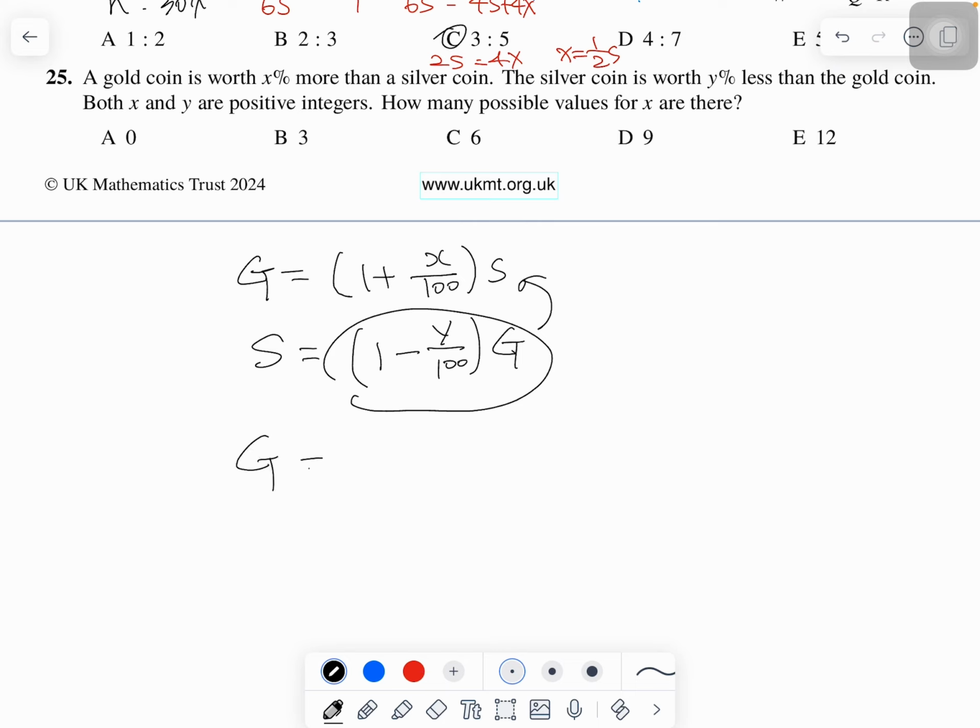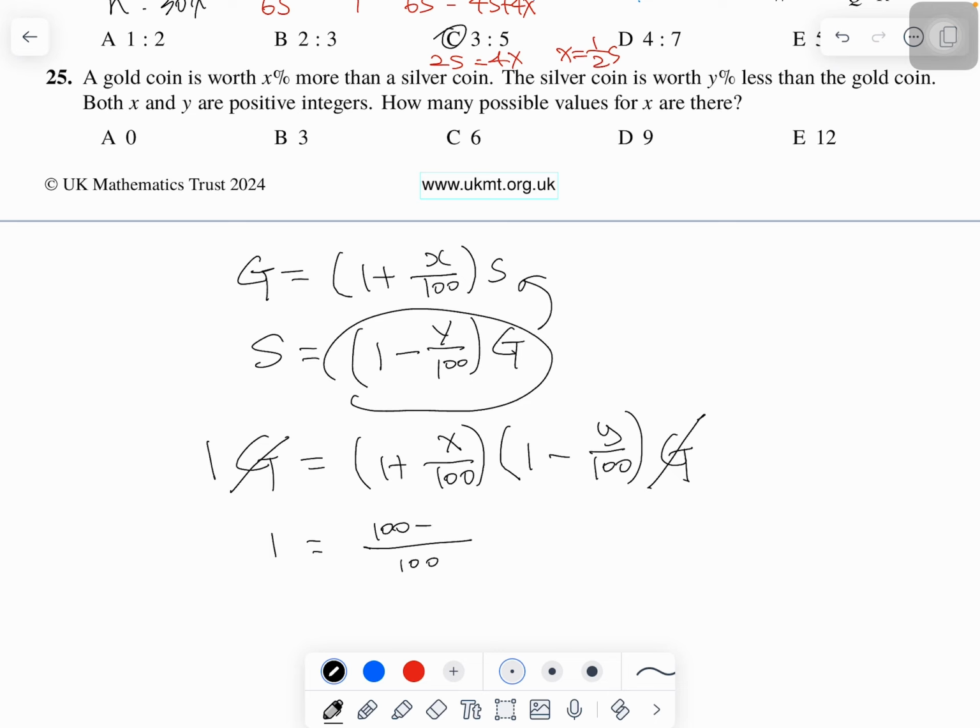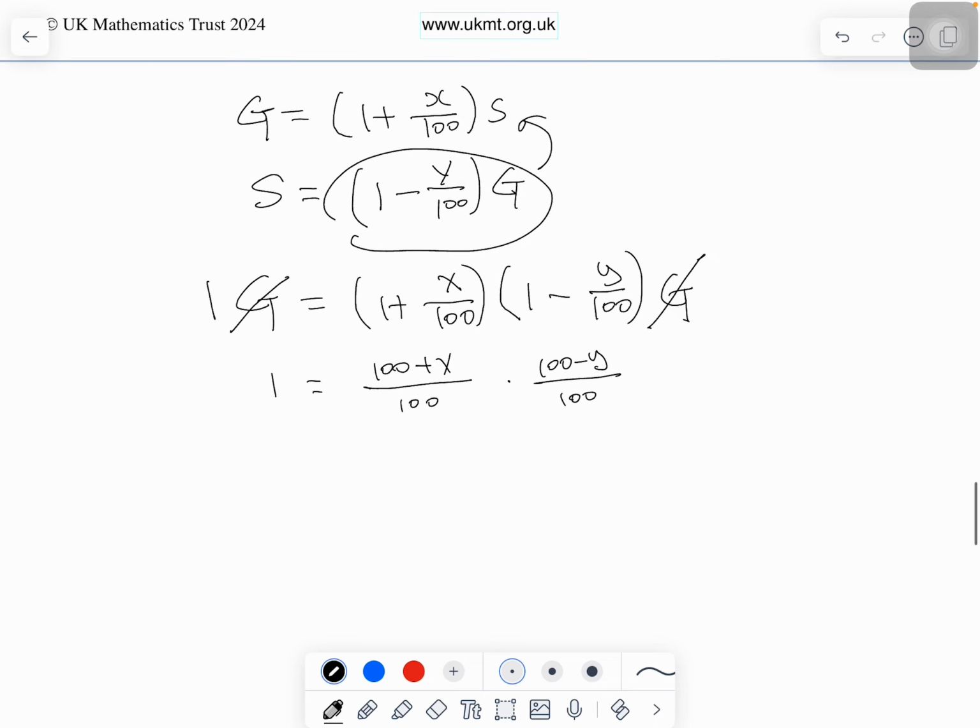So gold coin is (1 plus X/100) times (1 minus Y/100) gold coin. So we can cancel out the gold coin because the gold coin is not zero. When it can be zero, we never cancel out. So now we can find the relation between X and Y. Let's make it a little bit easier to see. 100 plus X and 100 minus Y becomes 10,000.